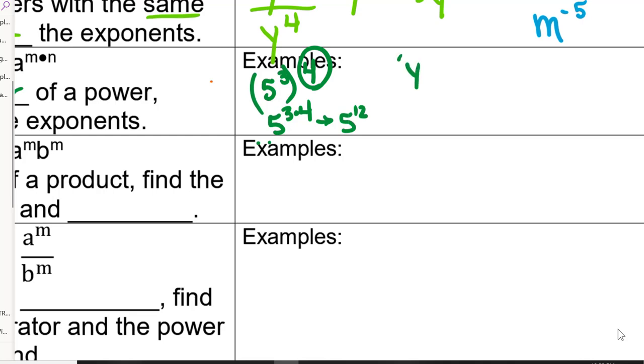What if we had y to the negative third to the negative sixth? According to our rule, we'll do negative third times negative 6, and that will be y to the 18th power.